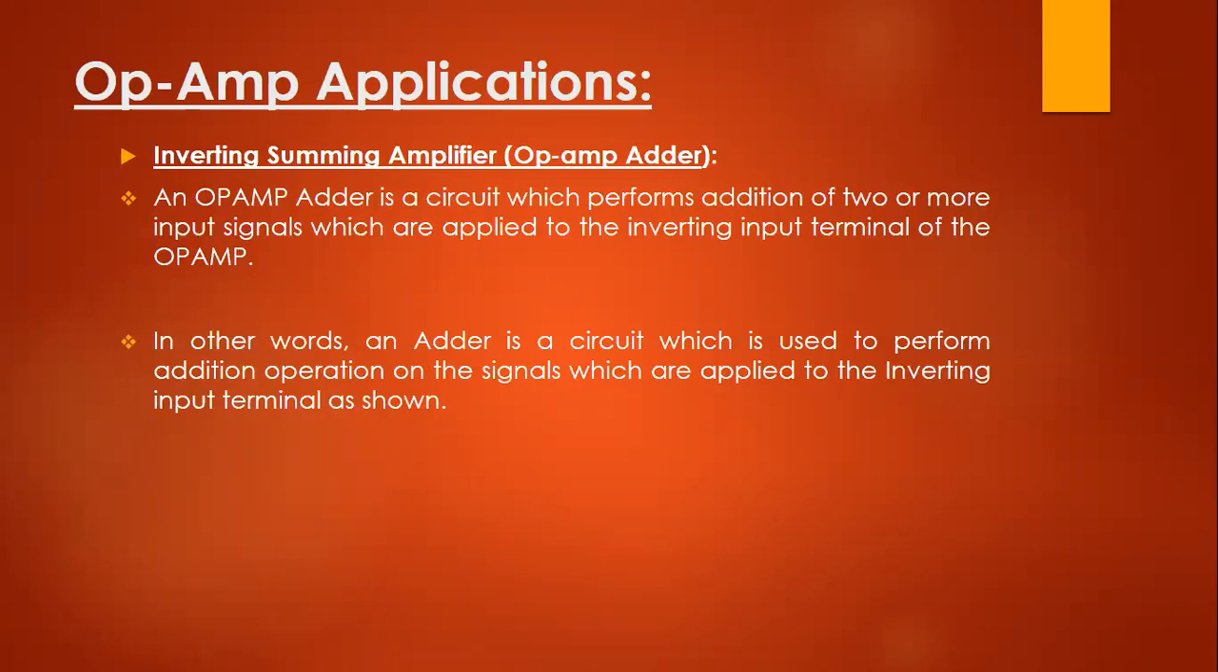Now let us understand what is a summing amplifier. If more than one input is applied to any terminal of the op-amp, then the output will be the addition of the applied signals. Hence, it is called a summing amplifier. Now, in the inverting summing amplifier, more than one input is applied to the inverting terminal of an op-amp. Hence, the name inverting summing amplifier or adder.